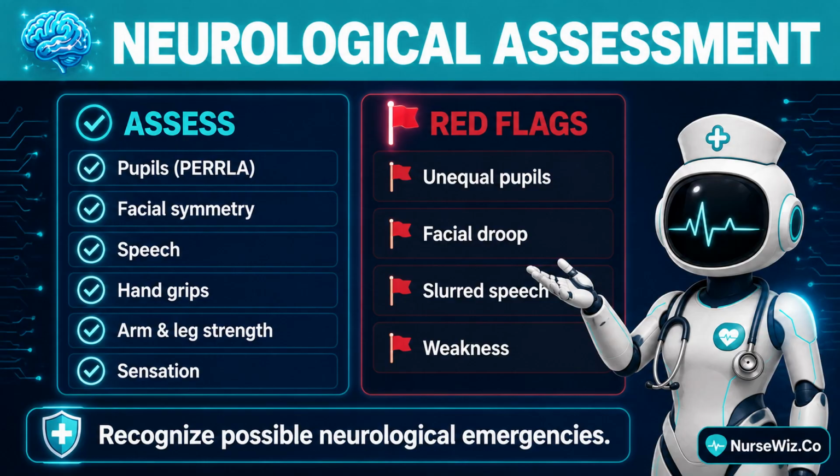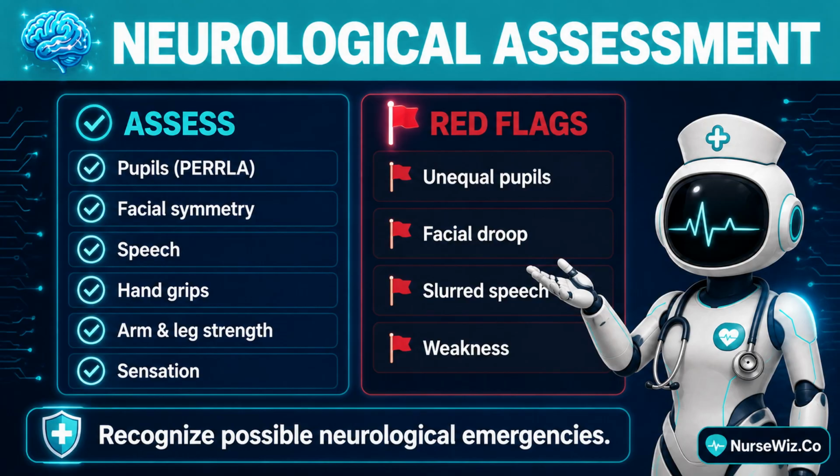Normal is symmetric. Both pupils the same size and both reacting. Both sides of the face lifting equally. Grips that are strong and equal in both hands. Equal strength when they push against your hands with their feet. Abnormal is one side that doesn't match the other. Your red flags here are unequal pupils, facial droop, slurred speech, and weakness.